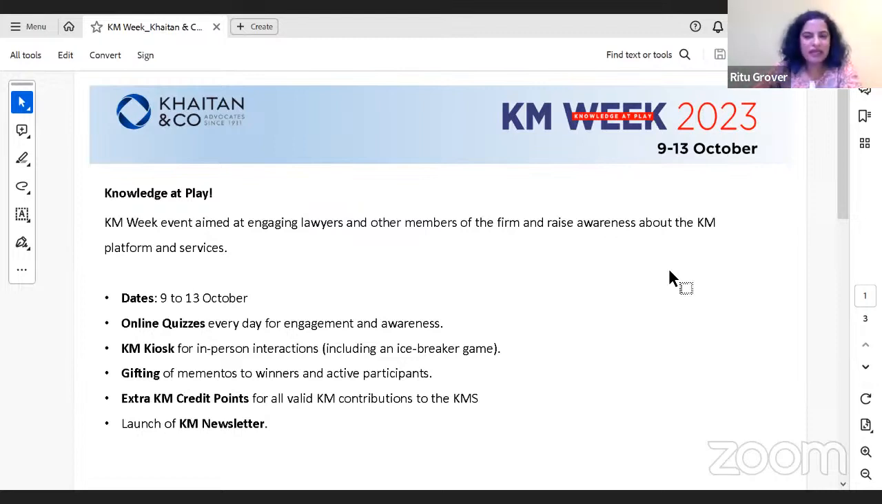And in the KM week, we also offered them double credit points for all the contributions, all the submissions that they make in the knowledge management system. And this was quite a hit because we actually got double the usual count. Then we're taking this opportunity to launch our KM newsletter, which we call KM Palette. That will cover what we do here at Khaitan in KM, what is happening across the globe, the events that we held, the initiatives that we take, and the statistics and all that.